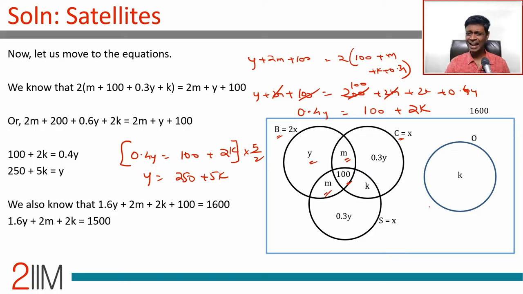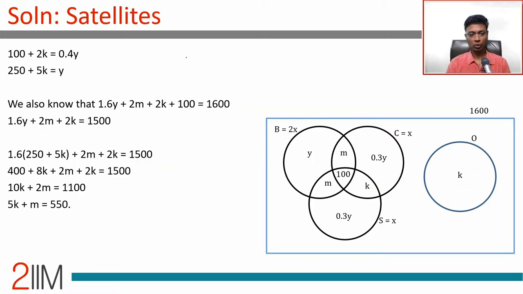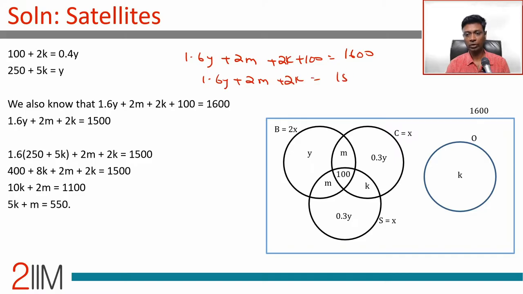The other equation: add everything together. That is Y plus 0.3Y plus 0.3Y plus 2M plus 2K, M and M, K and K, plus 100 equals 1600. And so we have 1.6Y plus 2M plus 2K plus 100 is 1600. 1.6Y plus 2M plus 2K is 1500.